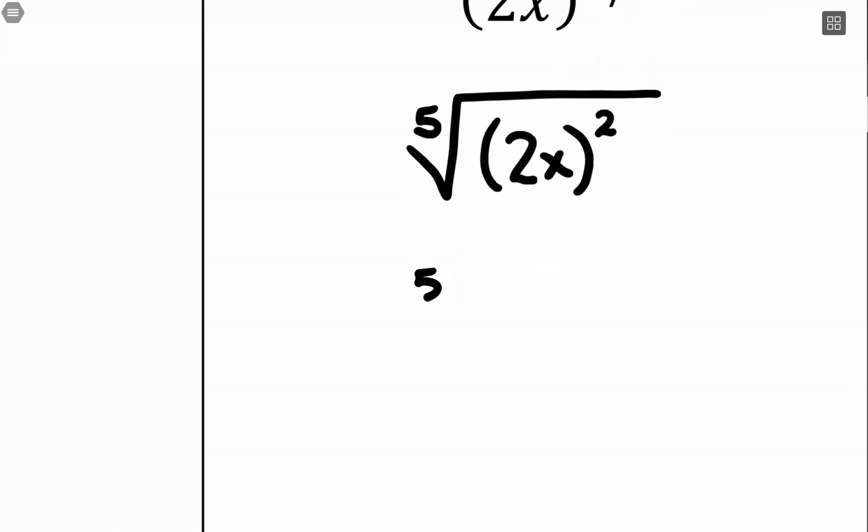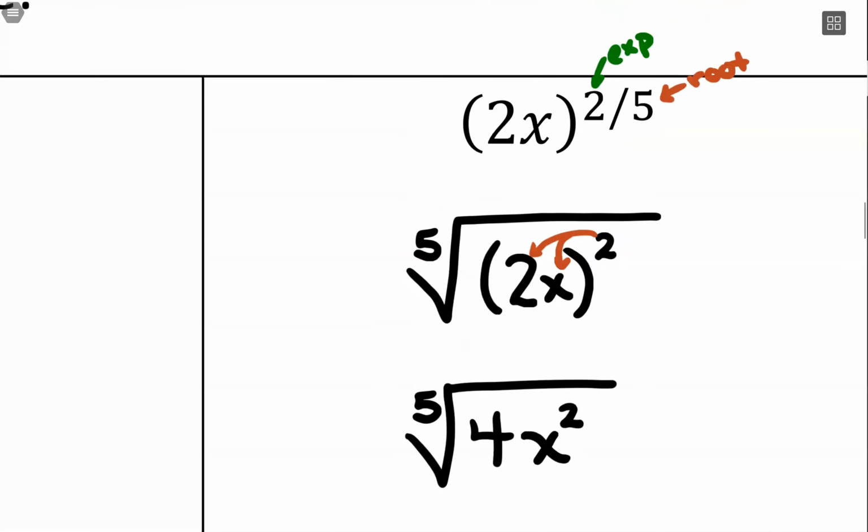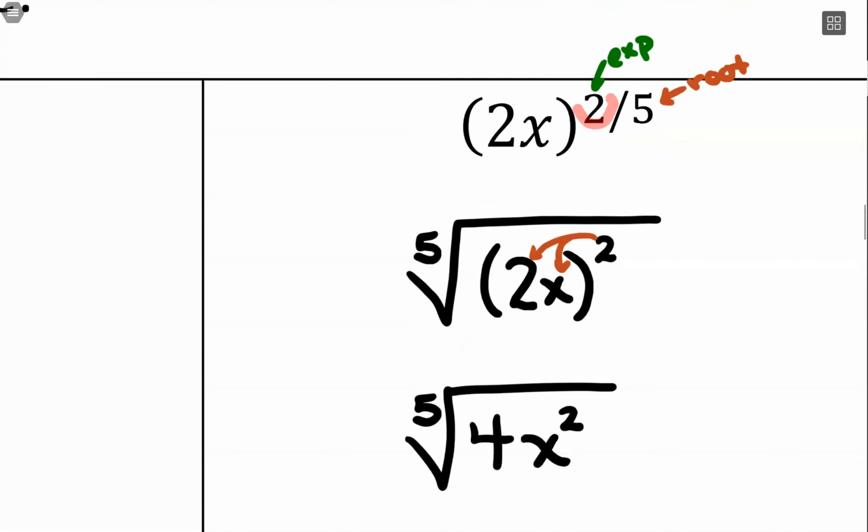So how this would simplify is taking the fifth root, and we would have 2 squared, thinking that exponent's going to go to each piece here. So we'd have 2 squared, which is 4, and x squared. And then I would see if I could take the fifth root of either of those pieces, which we can't, so it would stay just like that. So with these, just be careful of translating between the two forms, and just keep in mind the numerator is going to come through as an exponent, denominator root.